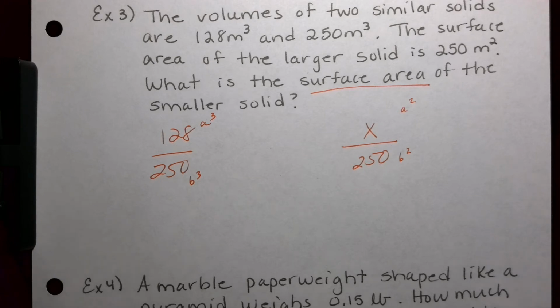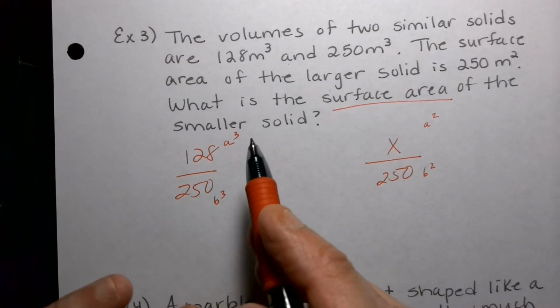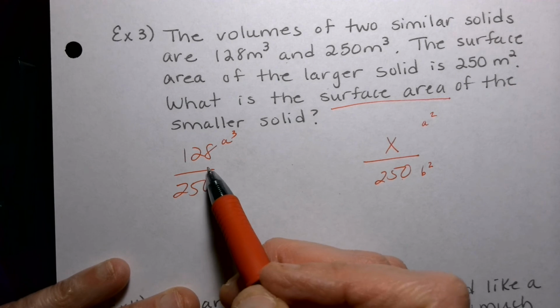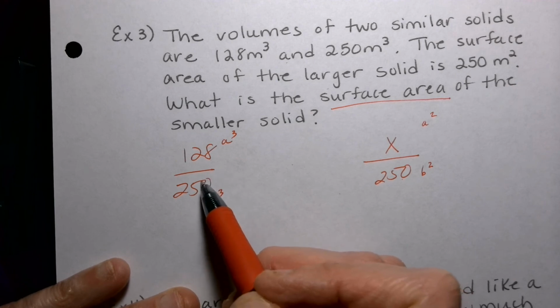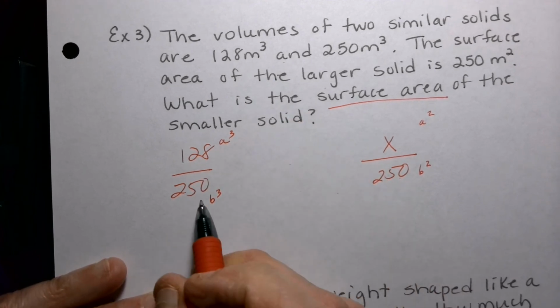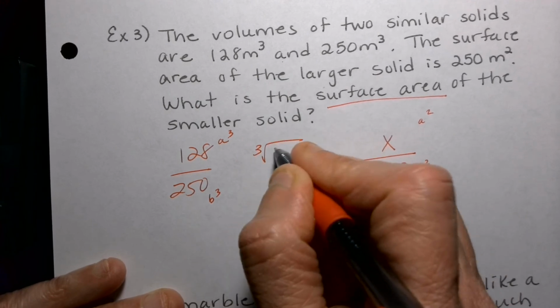Okay, so first, we can set this up similarly, but we first have to get this back down to just A to B. Okay, so to get this to A to B, I have to take the cube root of both of them.